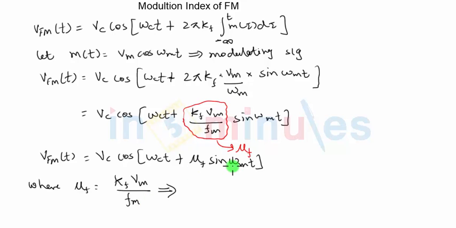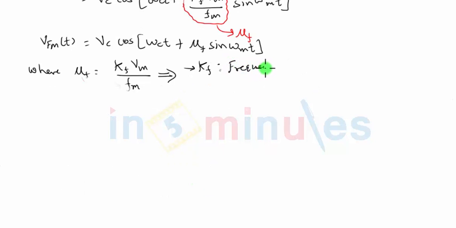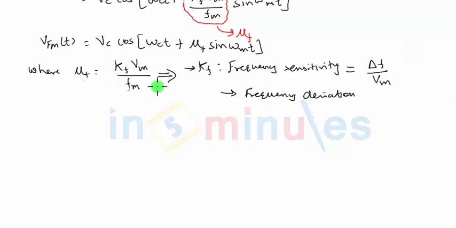What are the factors that affect the modulation index? The very first factor is kf. Kf is called the frequency sensitivity of the FM process, and if you remember, in one of the video clips we have discussed kf in detail. Kf is further defined as delta f by Vm. So frequency sensitivity depends upon delta f, and delta f is nothing but the frequency deviation.